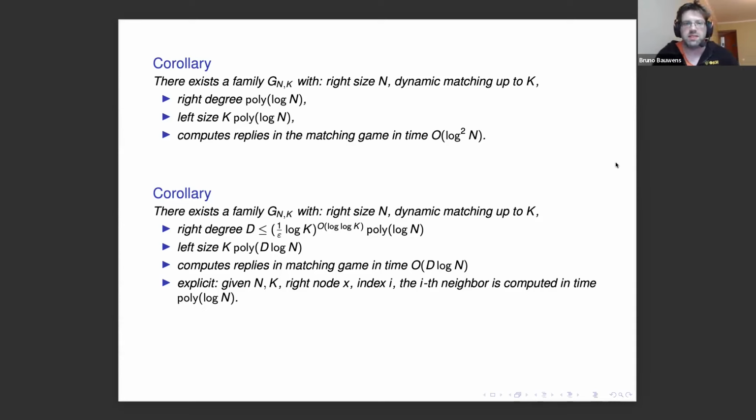So we need lossless expanders for this, and that's why the second result is only optimal in quasi-polynomial of log n and not polynomial in log n.